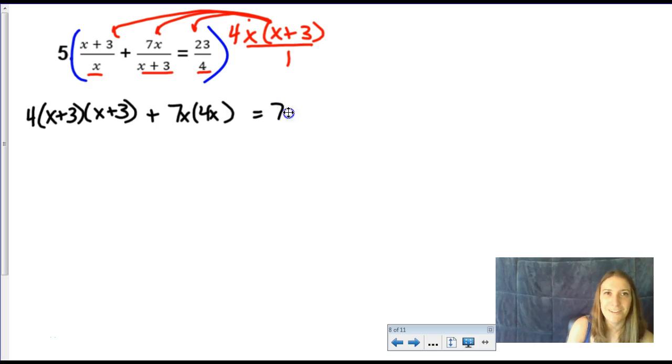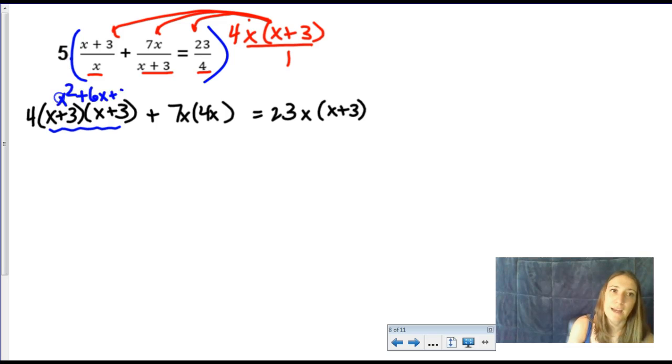So you still have a 7, no, 23. Still have a 23 times an x plus 3. Ugh. All right, this is the one I'm worried about. You need to distribute this in parts. So x plus 3 times x plus 3 is x squared plus 6x plus 9. But then that has to be distributed by a 4.